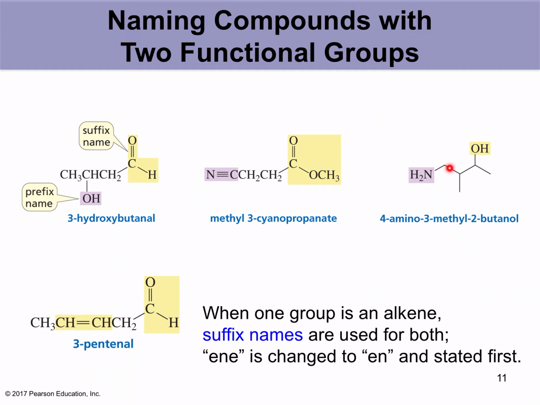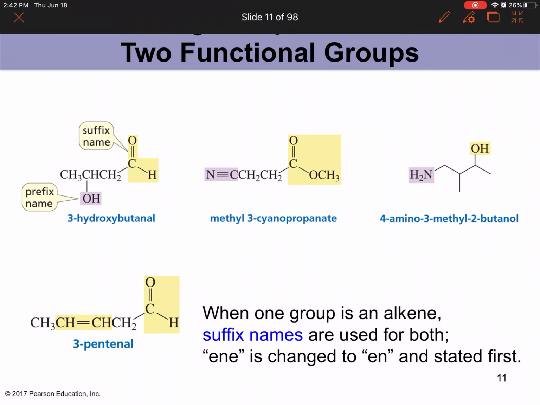4-amino, this is the fourth carbon. 1, 2, 3, 4. In the fourth position you have an amino group, in the third position you have a methyl group, and the second position has an alcohol group. So the OH takes the suffix name because that's the priority according to the priority order. 4-amino, 3-methyl, 2-butanol.